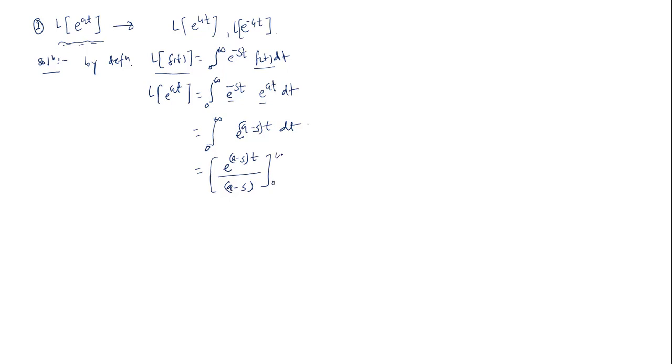and the limits are 0 to infinity. So when I put the upper limit in place of t, it will be e raised to power infinity minus e raised to power 0, divided by a minus s in the denominator. It means that minus 1 upon a minus s. So if I multiply the denominator and numerator by minus, then it will be 1 upon s minus a. So we can consider this as the Laplace transformation of e raised to power at.